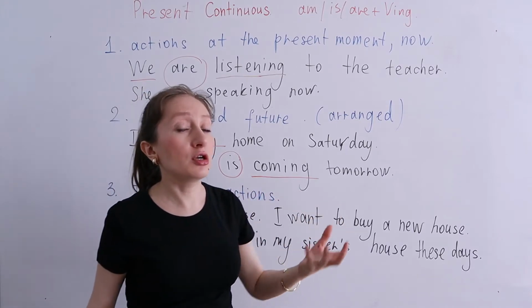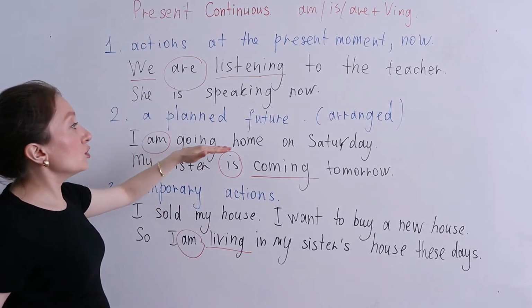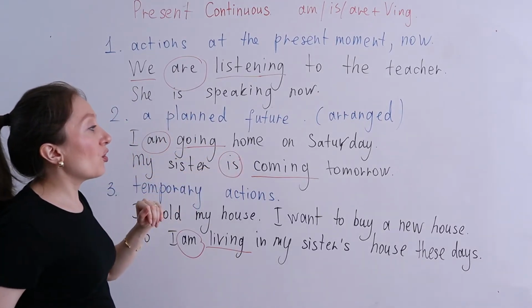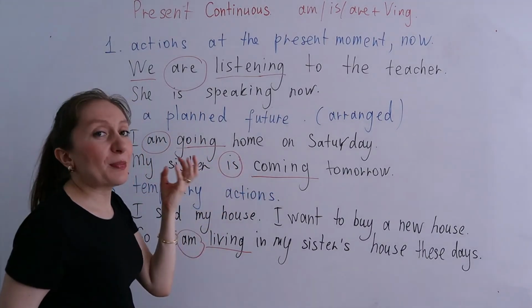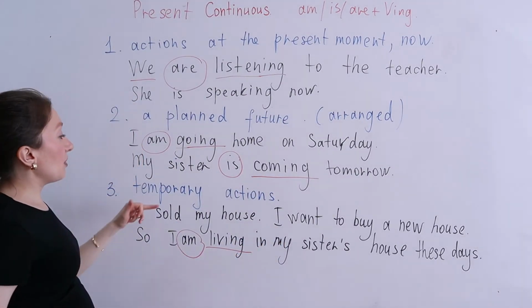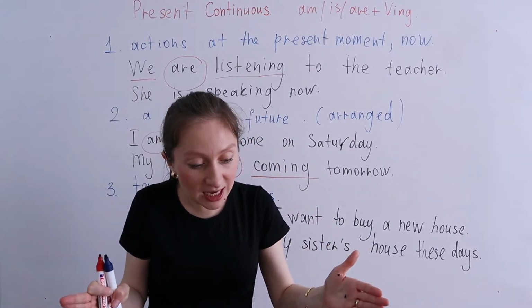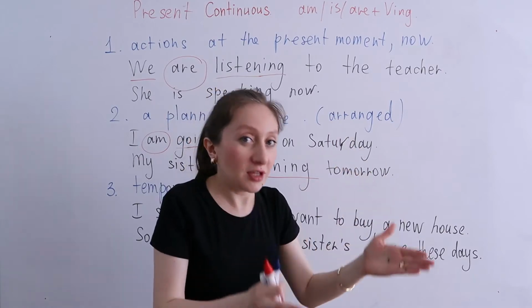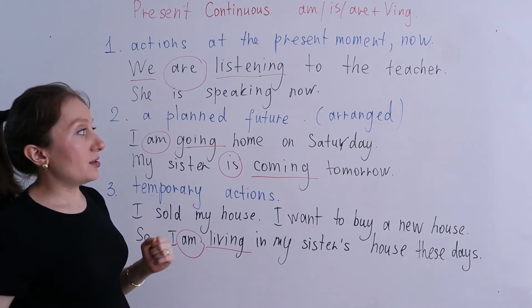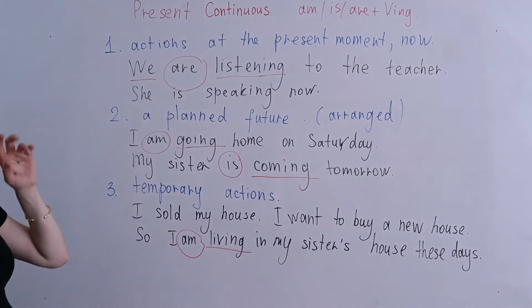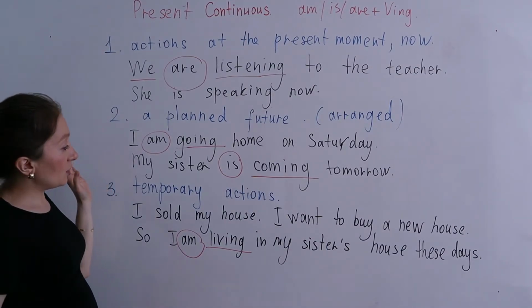Usually we use it a lot, more often than simple tense, right? You can say, I will go home, my sister will come tomorrow, but when you say it with present continuous, it means that you actually planned it, all right? And number 3, temporary actions, actions that will change. For this period of time, you are doing this because of this, right? So, I am living in my sister's house these days. All right, now this is rule 1 and 2. Like how should we remember the grammatical structure, right?